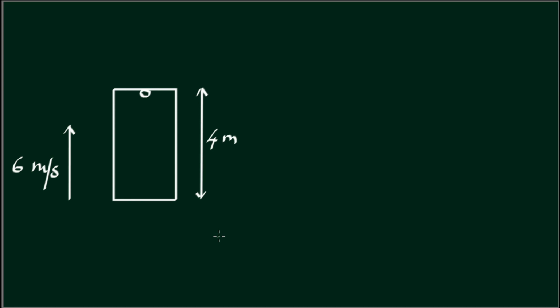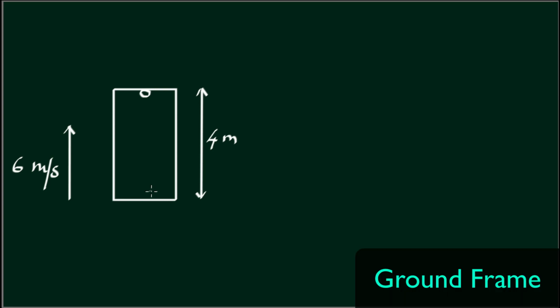So in this problem, we have an elevator moving at a constant velocity of 6 meters per second upwards when a bulb in the ceiling of the elevator breaks loose and falls down, and it hits the floor of the elevator and breaks. The question is, how long did the bulb fall? We are first going to solve the problem in the ground frame.